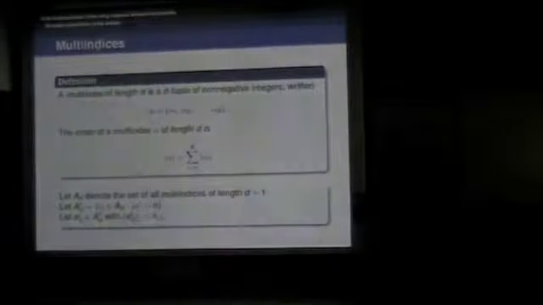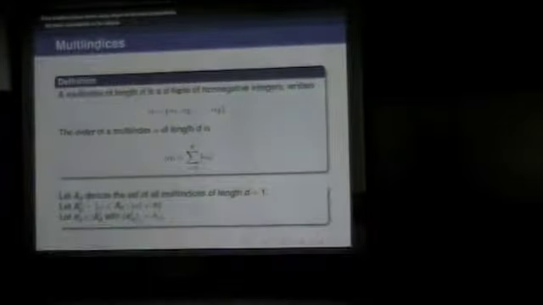Since I care about arbitrary spatial dimensions, I need some notation that will deal with that. So we'll use multi-index notation. A multi-index is just a tuple of non-negative integers, and its length is the number of entries that it's got. The order of a multi-index is just the sum of the entries. Since they're non-negative, I don't need an absolute value here.